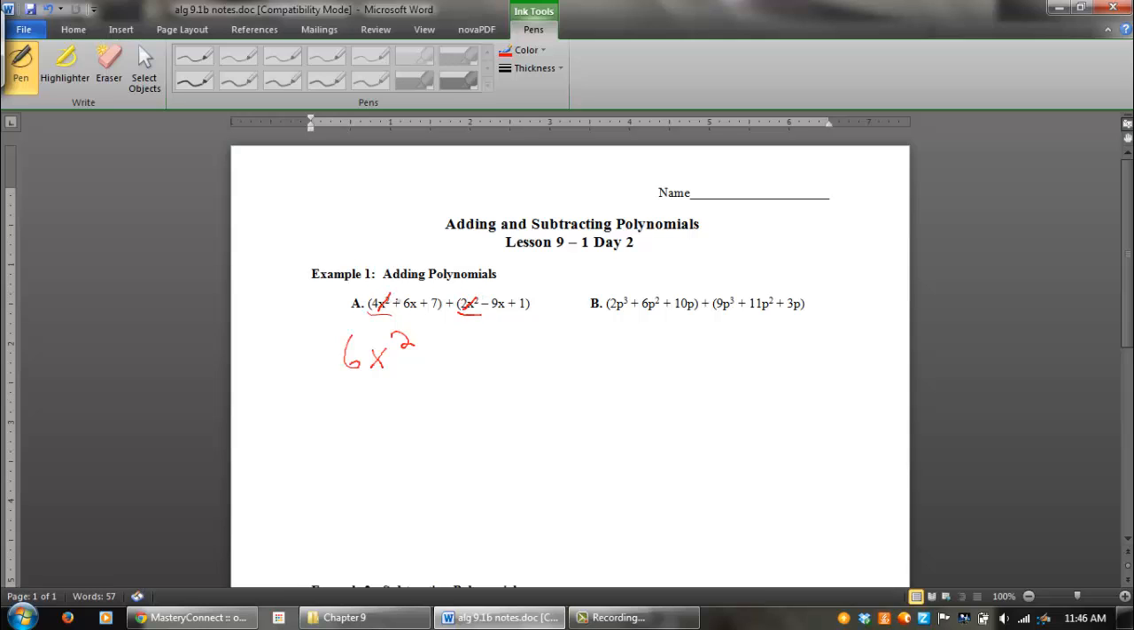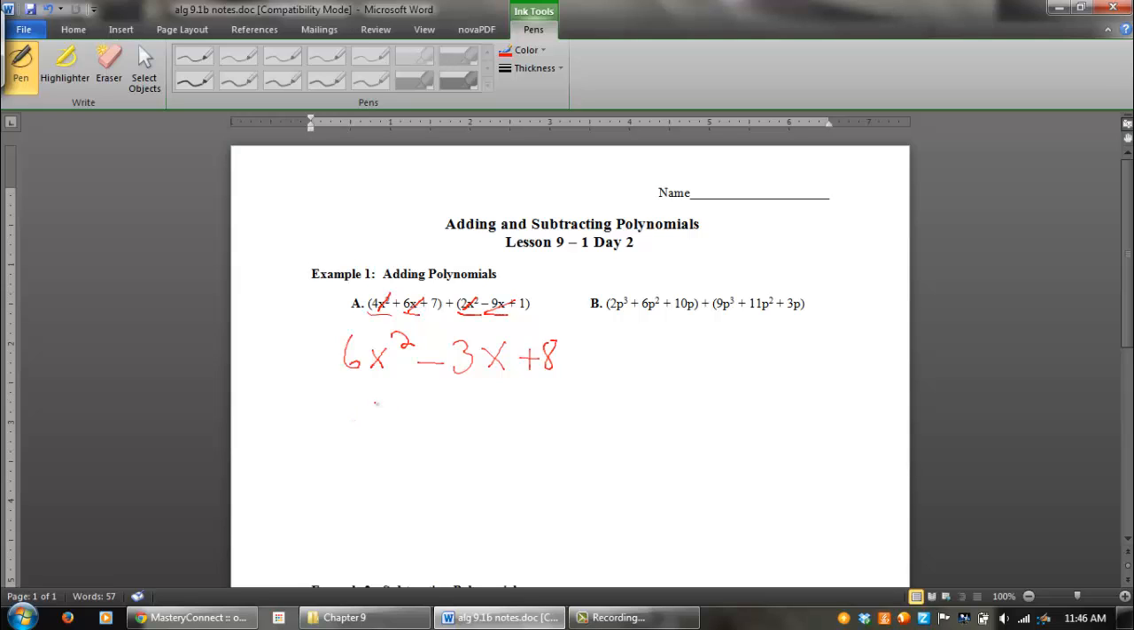Okay. Then we're going to look at our x term. We have 6x and negative 9x. We want to combine those next. 6 and a negative 9, we add those to get negative 3x. So that takes care of the x terms. Then you have a 7 and a 1. We just add those together to get 8. So that is our new polynomial after we've added them.